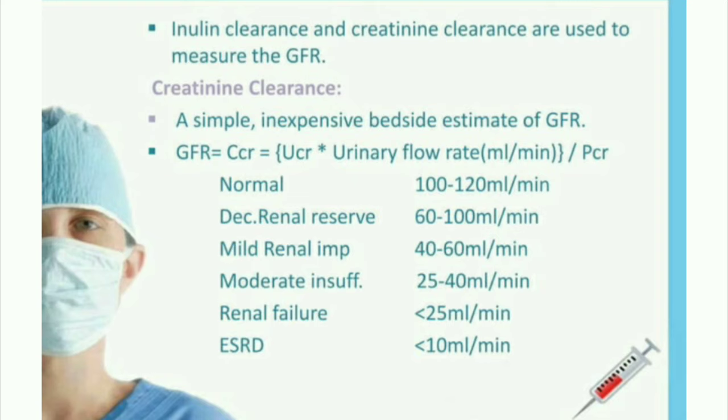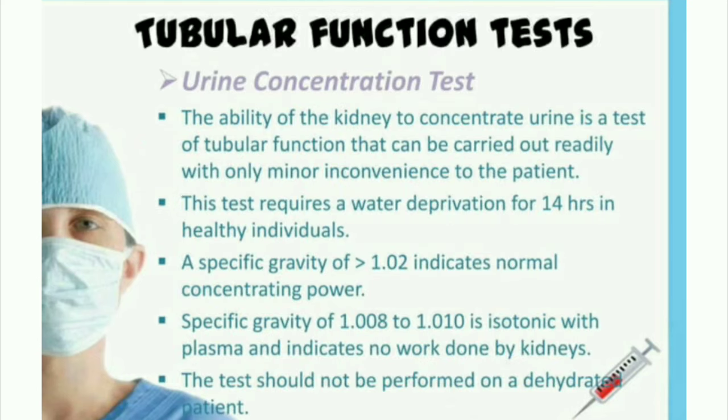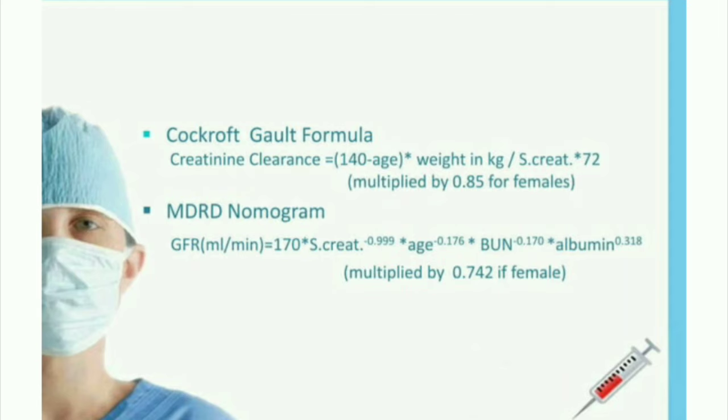Decreased renal reserve is 60 to 100 milliliter per minute. Mild renal impairment is 40 to 60 milliliter per minute. Moderate insufficiency is 25 to 40 milliliter per minute. Renal failure is less than 25 milliliter per minute. ESRD is less than 10 milliliter per minute. These are the formulas for deriving the GFR.